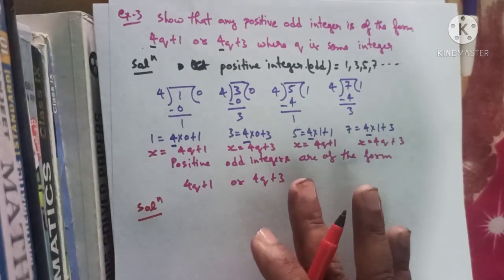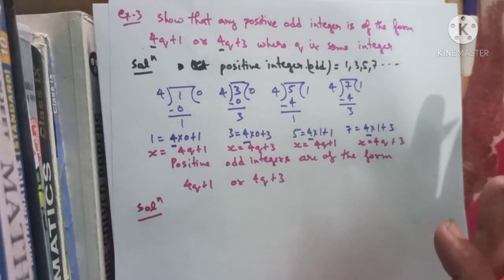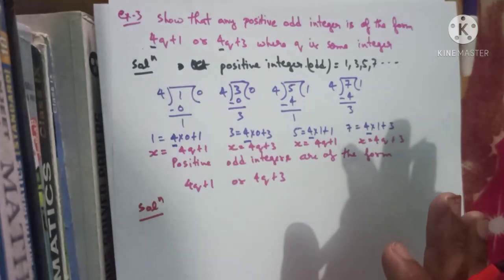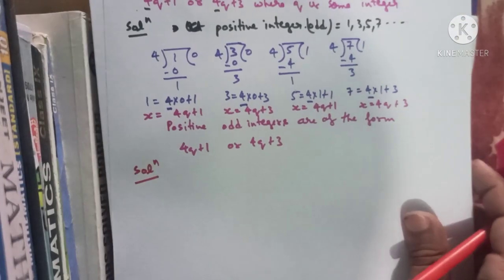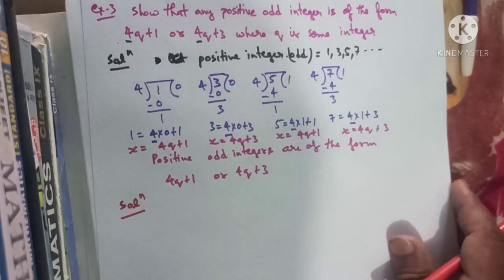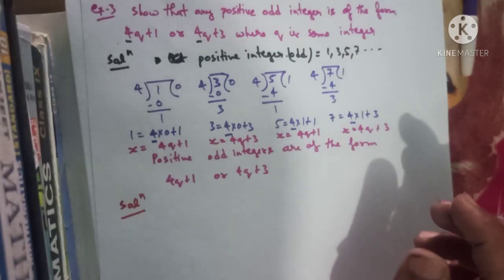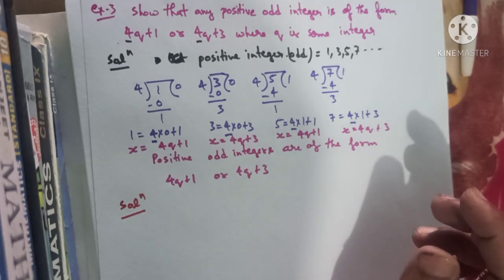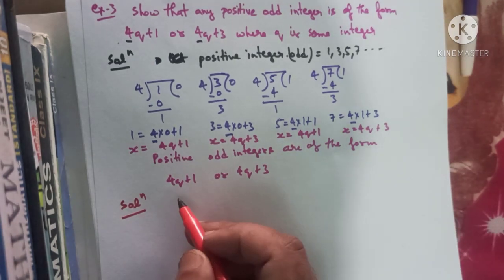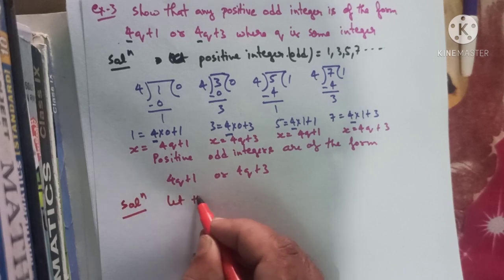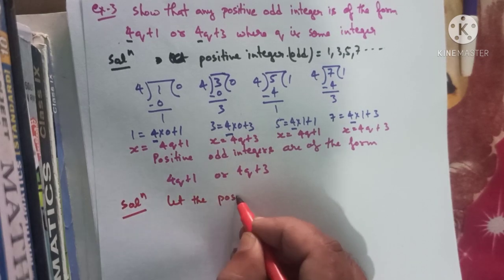I have told you these things just so that you get the understanding about all this. So how are you going to solve this? You will start with the same question. Show that any positive odd integer is of the form 4q plus 1 or 4q plus 3, where q is some integer.